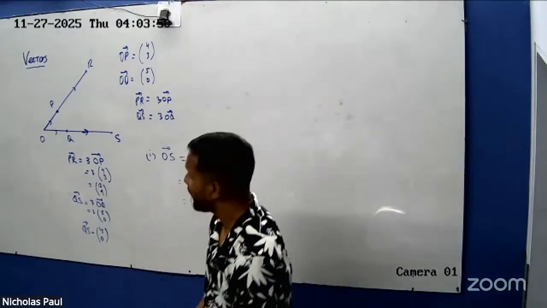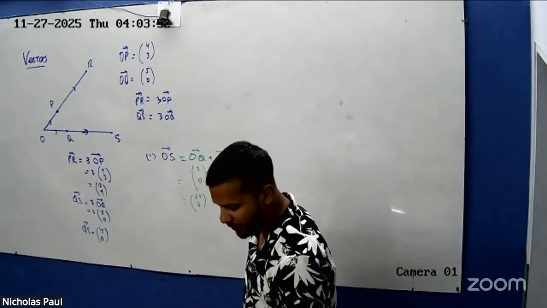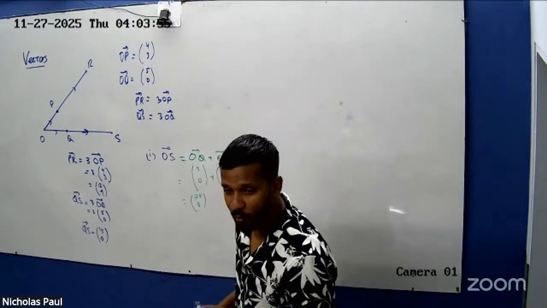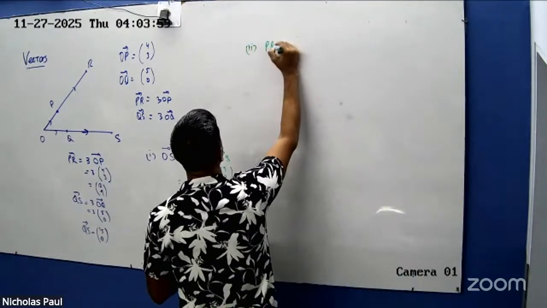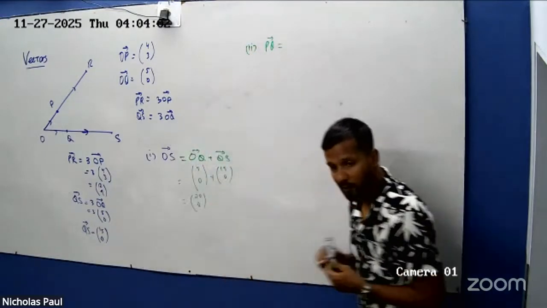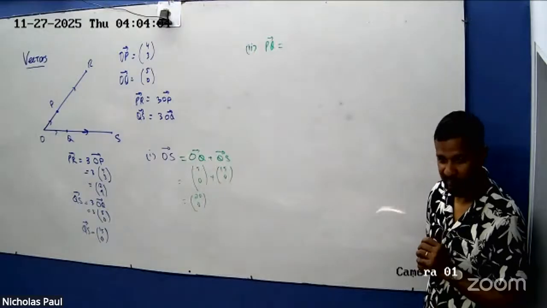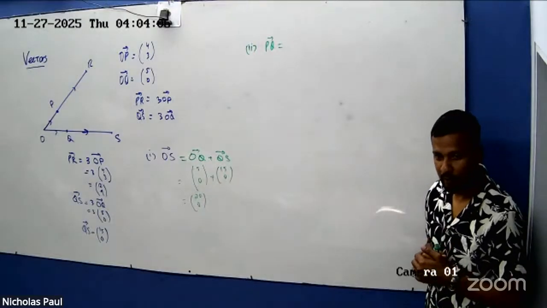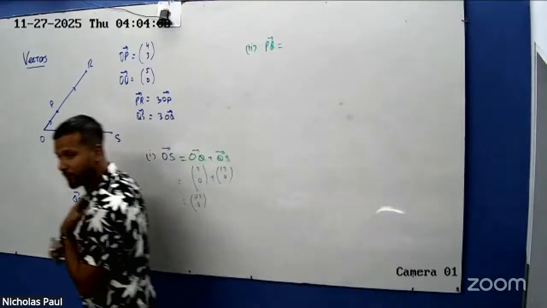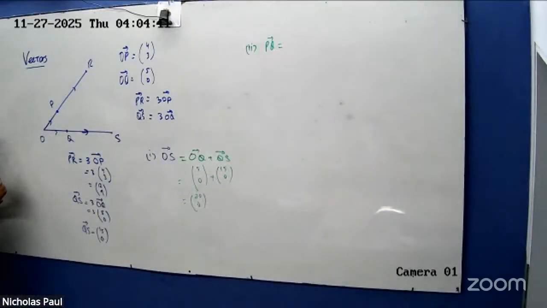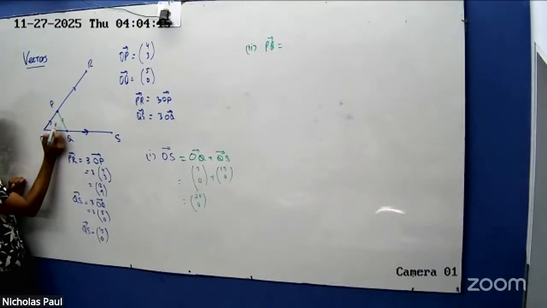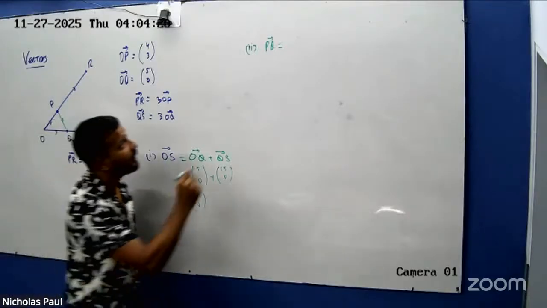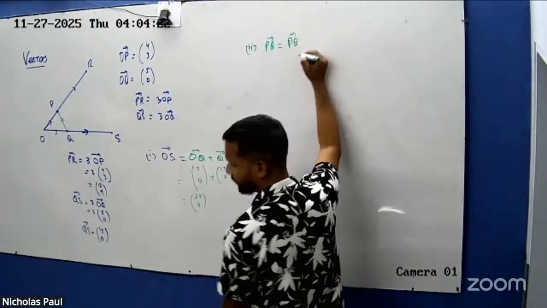All right. The next part is to find PQ. Sorry, that's not PQ. Right, but the first thing I should do is what? Before that I should draw a line, right? So PQ is what? P to O, then O to Q. So P to O.